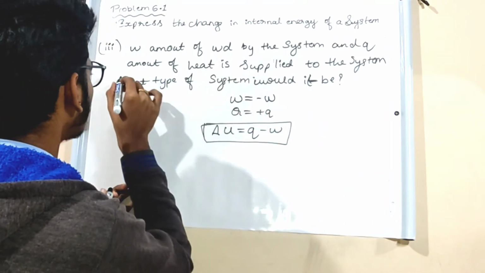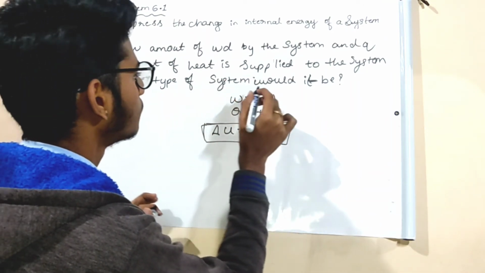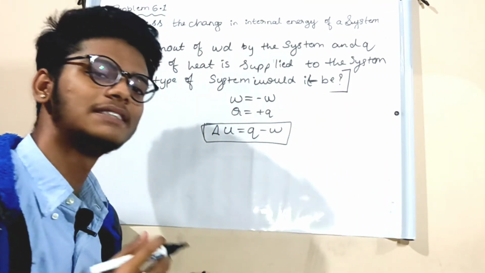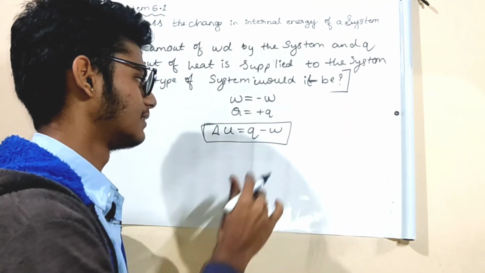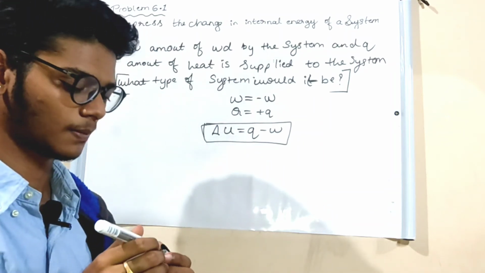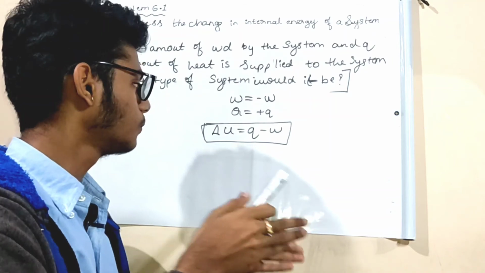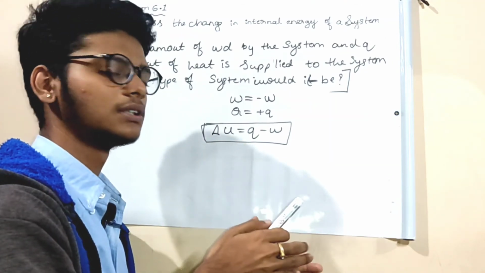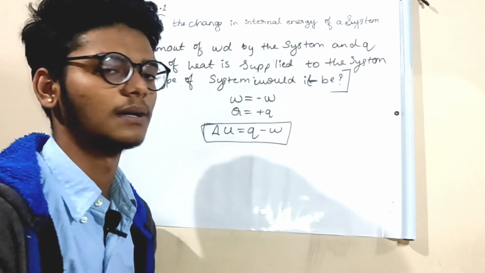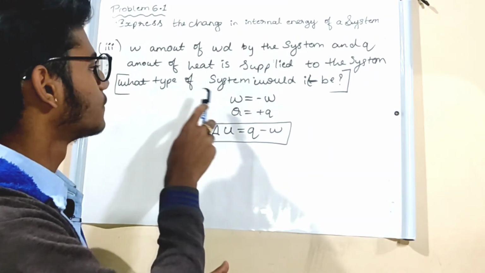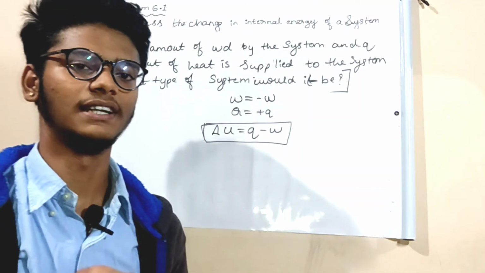So the question is: what type of system would it be? In which system can you see this equation? When Q amount of heat is supplied to the system, work is done by the system. Which type of system would you see it in?